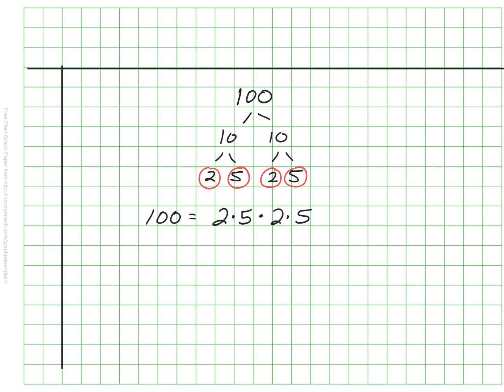But I want to write this with exponents. So I'm going to look through my list, and I'm going to notice that 2 is being multiplied twice. So I can rewrite this by saying 2 to the second power. You'll often hear me say to the second power times, let's see how many 5s there are. Oh, there's also 2 5s. So we can write 5 to the second power. These two equations are equivalent. They mean the same thing.